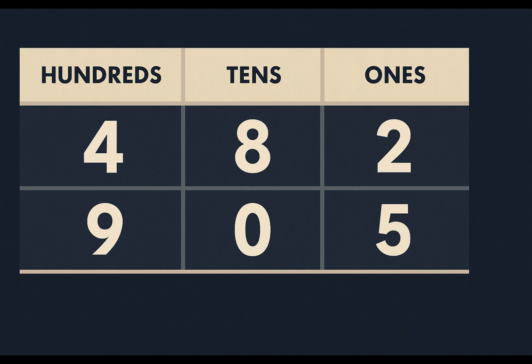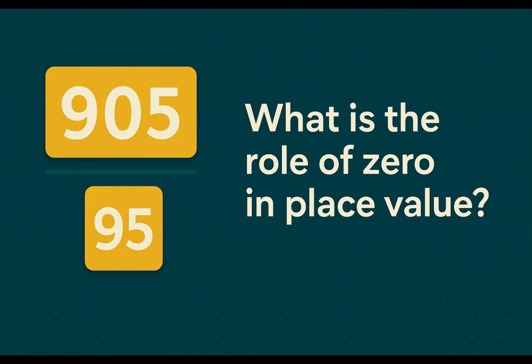Now, let's look at zero, often misunderstood as nothing. Zero is actually a silent hero, a placeholder that preserves meaning. Without zero, in 905, we would just get 95, right? That's not the same at all. So now think about it: what is the role of zero in place value? Another question to think about. So I'll leave these questions with you and move on to the history.